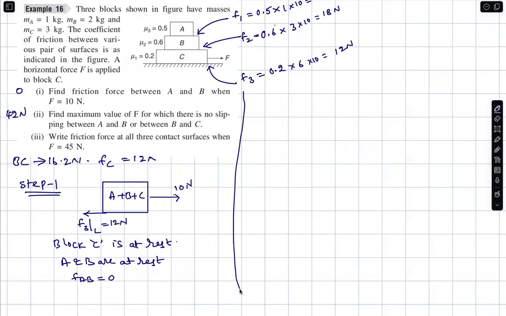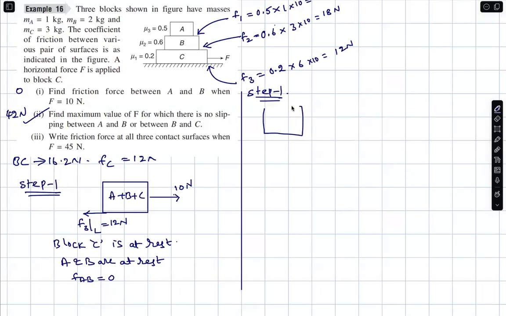So I need to repeat the problem again. Please try to understand, step 1 comes. This step 1 is for 2. My approach is still the same: A plus B plus C, and the force is some F, and there is some opposition. Unless C moves, you cannot comment anything on A and B.